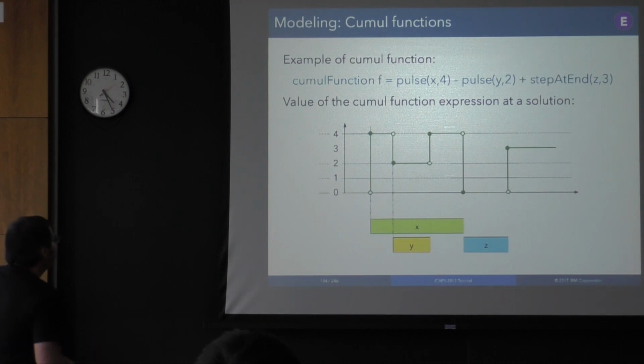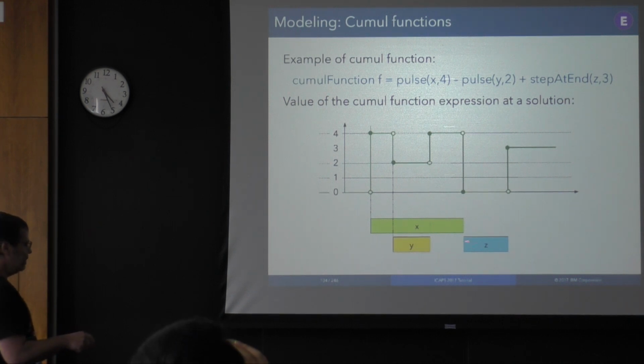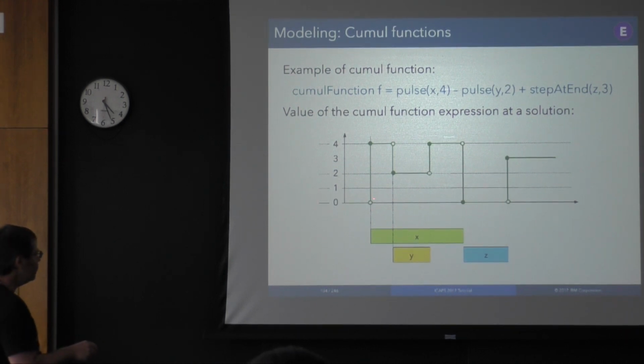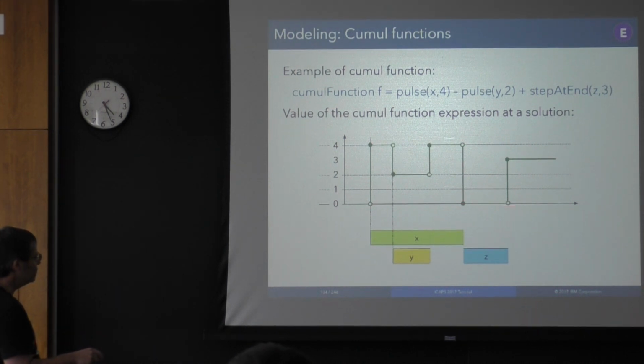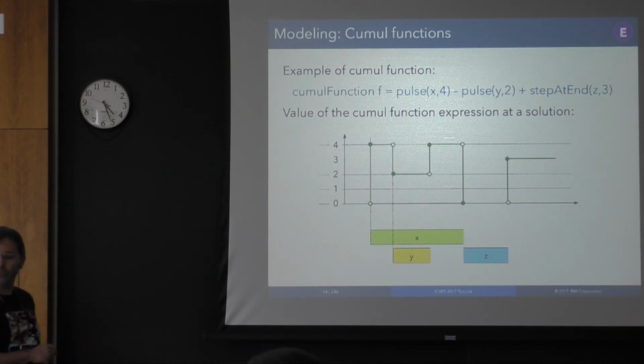An example, a very simple example. Here you have a function f, which is a pulse of x with height 4, minus pulse of y 2, plus step at end of z 3. Suppose that in the solution you have fixed the interval variables at these values. In the end, the values will be given by this function. You see, because it is 0 in the beginning, then x contributes with a pulse of 4, so it will add this, and then this is the function. Y, you do minus 2, so minus 2 here, clack. And then you have a step at end of z, 3, at the end the level increases by 3. Okay? Is it clear?